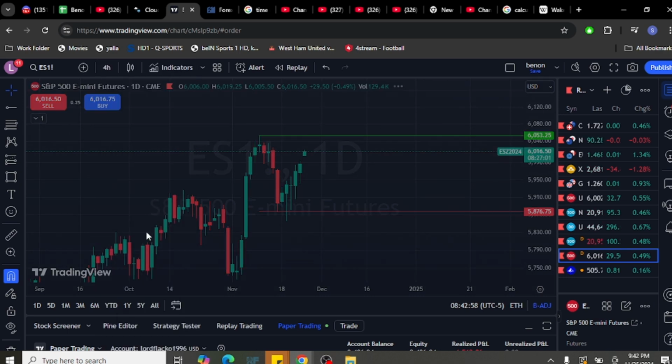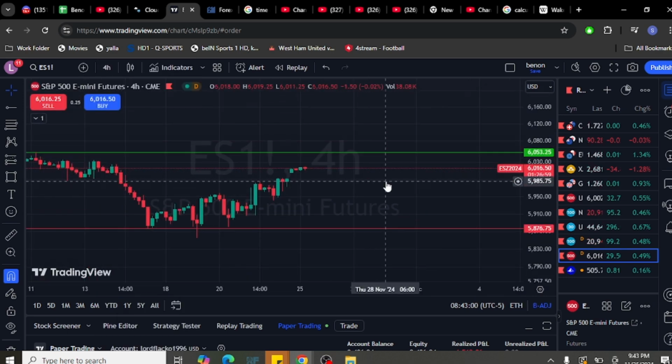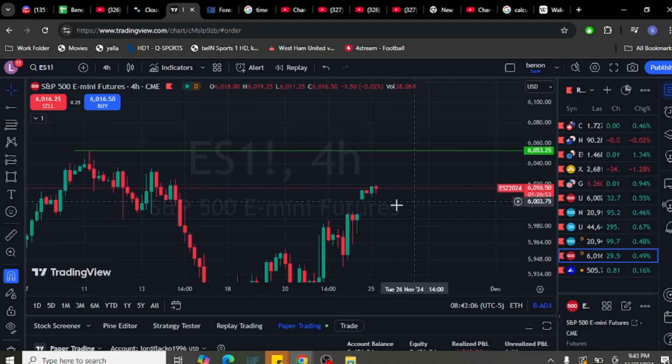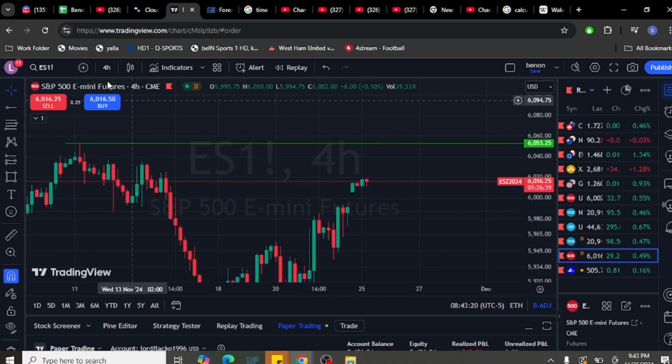On a 4 hour, it's the same thing really with NAS, but it looks like we've tested this gap. I like a deeper retracement than this one, because this can be just a Judas swing before they actually take another low.